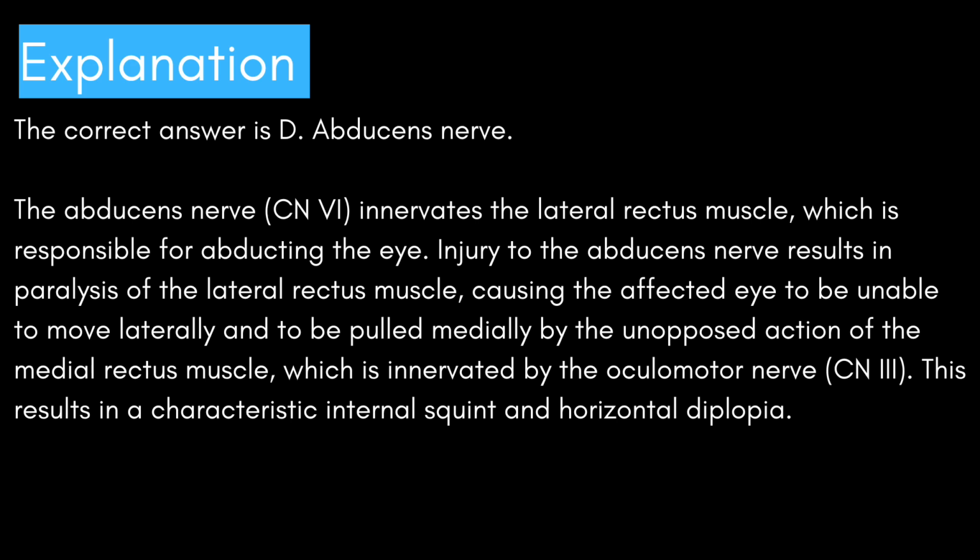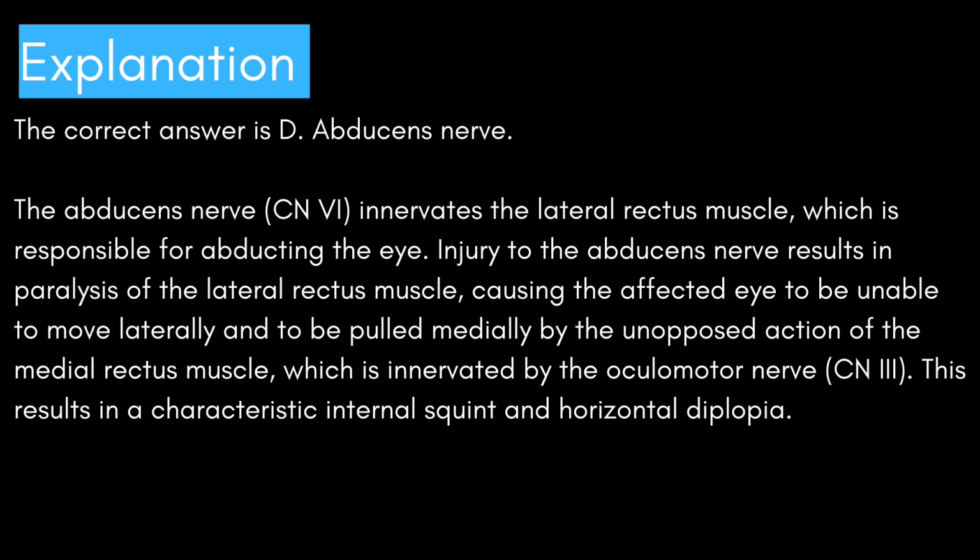The abducens nerve, cranial nerve 6, innervates the lateral rectus muscle, which is responsible for abducting the eye. Injury to the abducens nerve results in paralysis of the lateral rectus muscle, causing the affected eye to be unable to move laterally and to be pulled medially by the unopposed action of the medial rectus muscle, which is innervated by the oculomotor nerve, cranial nerve 3. This results in a characteristic internal squint and horizontal diplopia.